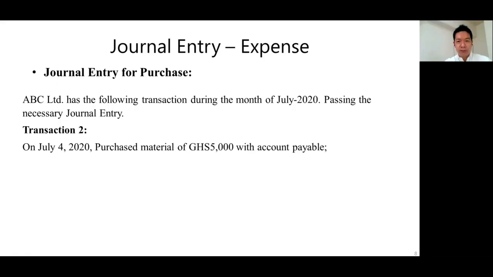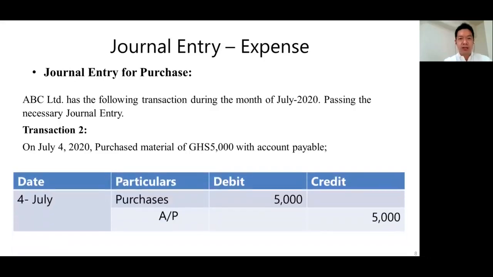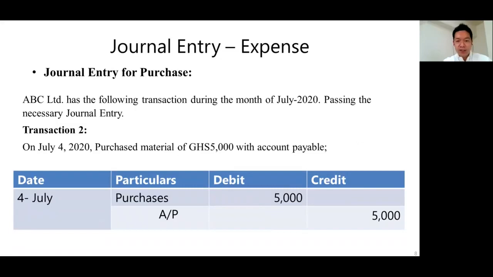Next one is also about the purchase. On July 4th, the company purchased material of 5,000 Ghana cedi with accounts payable this time. Then what would be the journal entry? Purchase is in the debit side, the same. But for the accounts payable, this time it is recorded as a liability, and the liability was increased, so it should be recorded in the credit side.